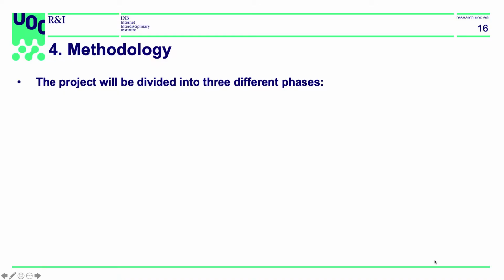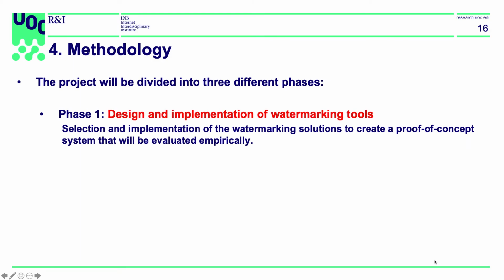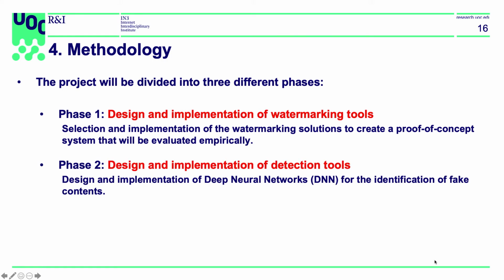As far as methodology is concerned, the project will be divided into 3 different phases. Phase 1 is the design and implementation of watermarking tools. In this phase, we will select and implement watermarking solutions to create a proof of concept system that will be evaluated empirically. Regarding phase 2, this consists of designing and implementing detection tools. These detection tools are based on deep neural networks that will be used for the identification of fake contents.